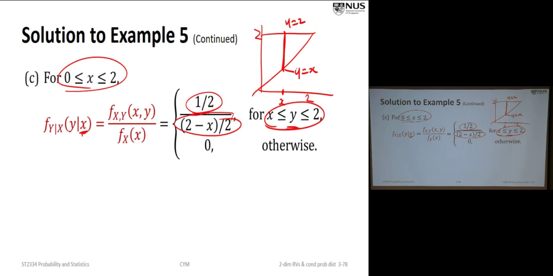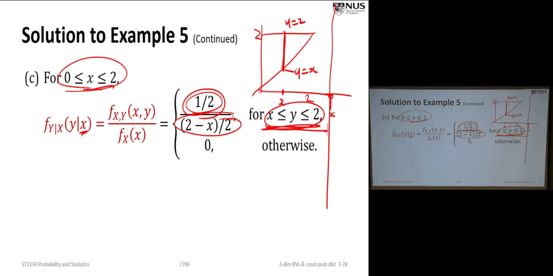Why do we have this region? Because the joint PDF is defined as 1/2, only valid for this one, so long as x is between 0 and 2. If x is here, then what is the PDF? Where x is here, the joint PDF is 0. There's nothing here, so you don't bother about specifying this one. So it's only valid when x is between 0 and 2. Then you have this, and this is valid only when y is from x to 2.